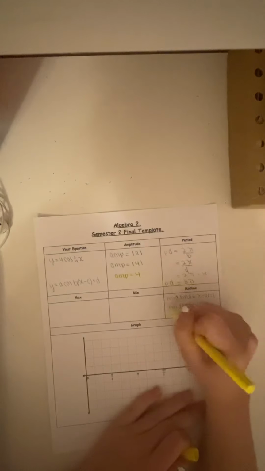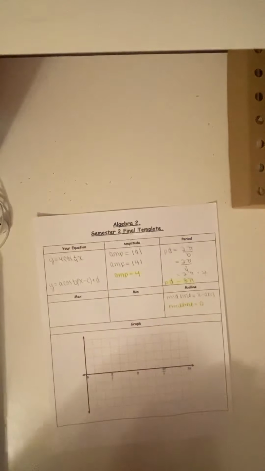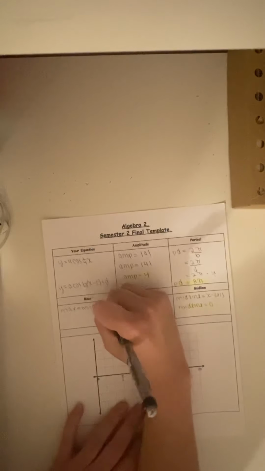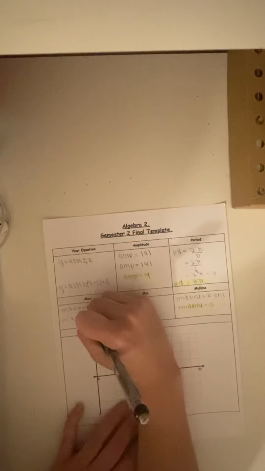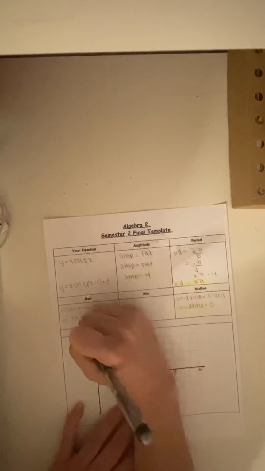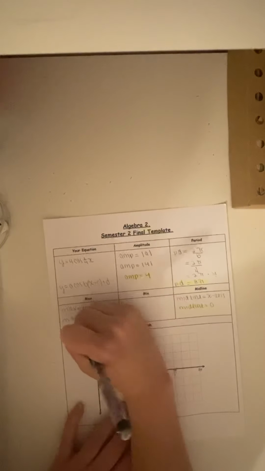From there, we can find our max value, and the max is the highest value on the graph. To do that, max is going to be the midline plus the amplitude. So the max is 0 plus 4, which means max is 4.